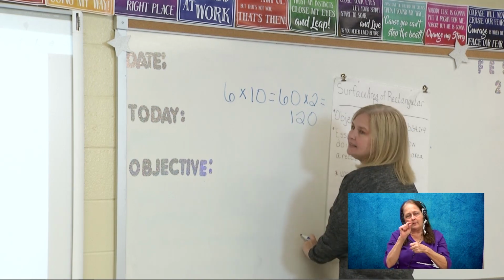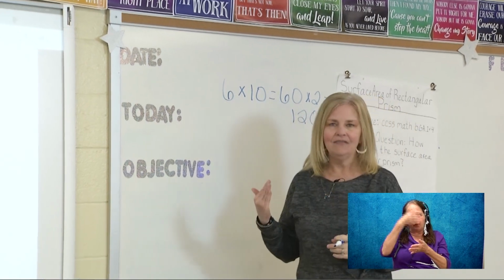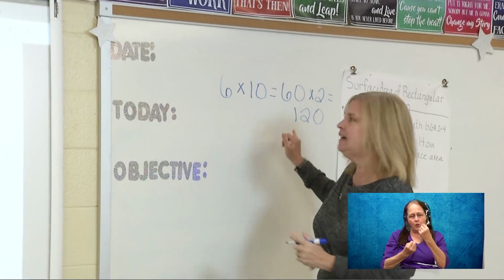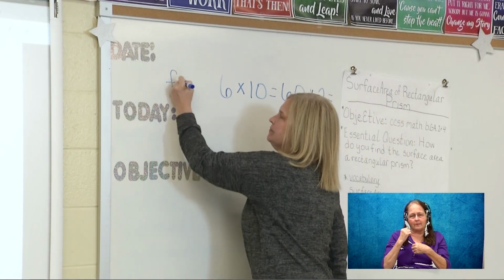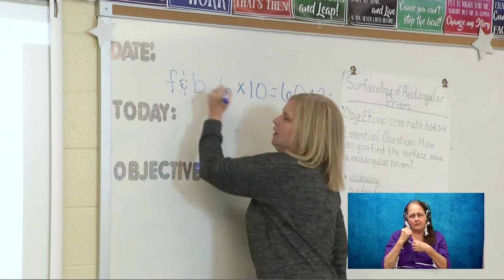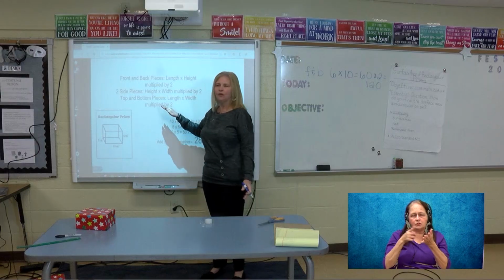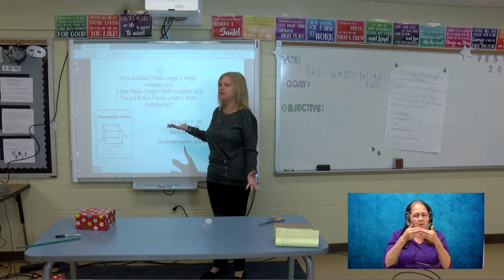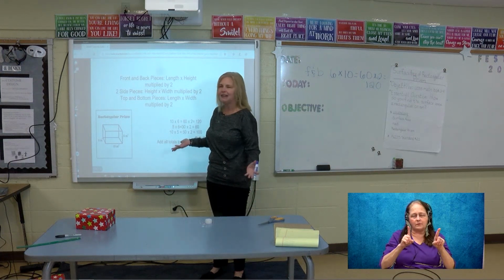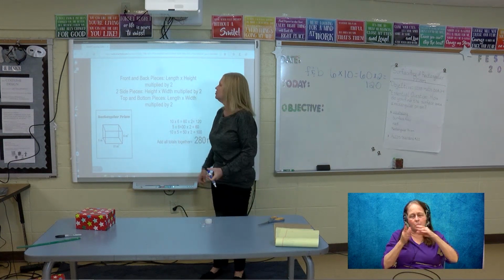So we get 120 for that front and back. That's both pieces, the front and the back. Okay? So the next thing we want to look at, and it really doesn't matter which order you do these in, it makes no difference because when you're adding, you're going to get the same answer.